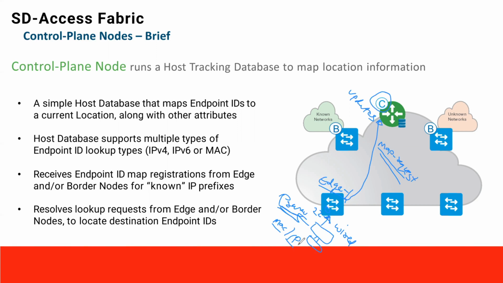And it has the capability, like we discussed, that is very similar to the DNS lookup or the DNS resolution. So it resolves lookup requests from edge or border nodes to locate destination endpoint IDs. This is nothing but the endpoint ID. Clear?